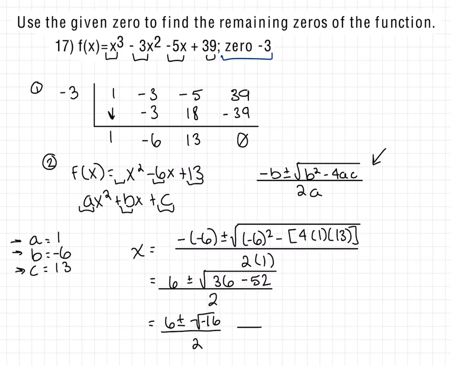And then further simplifying, we get 6 plus or minus, remember the square root of a negative number is going to be whatever the perfect square is, with i attached to it for imaginary, because that is an imaginary number. So the square root of 16 is 4, and we know it's negative, so that needs to be an i. Divided by 2, and when you reduce this down, because we know 2 can go into 6 3 times, and it can go into 4 2 times, we get the final answer of 3 plus or minus 2i as our remaining zeros of the function.